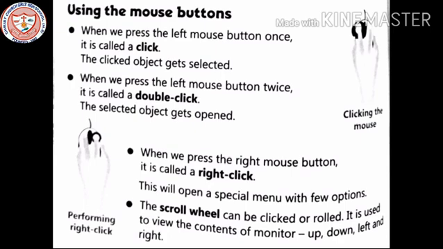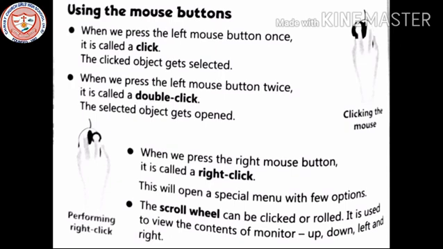The scroll wheel can be clicked or rolled. The scroll wheel, which is present between the right button and the left button, can be clicked and it can be scrolled down or up. It is used to view the contents of the monitor. What is that? Up, down, left or right.